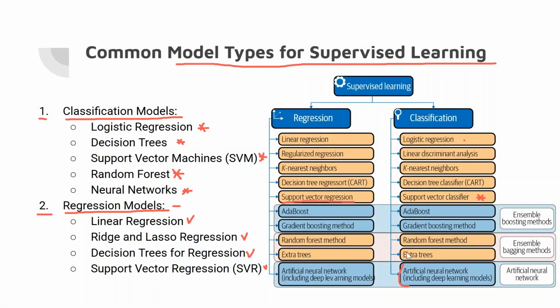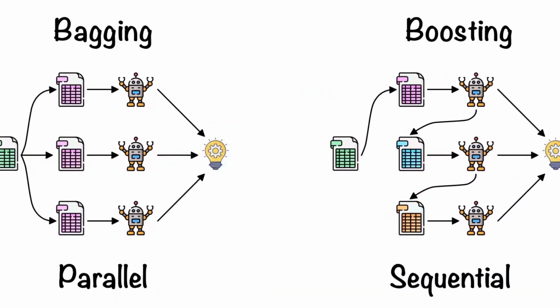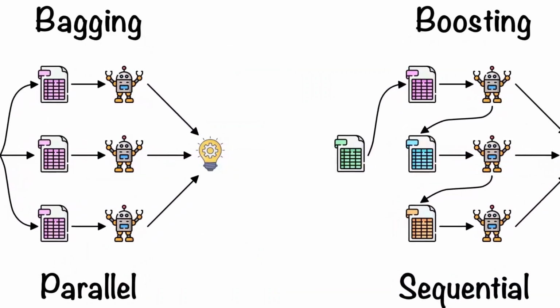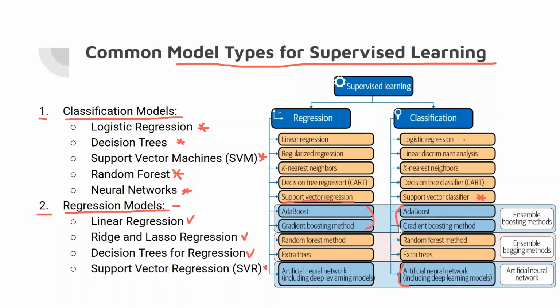A quick note: some models, like decision trees and SVM, can be adapted for both classification and regression. That makes them incredibly flexible. Now let's talk about ensemble methods. Why use just one model when you can combine many and get better results?